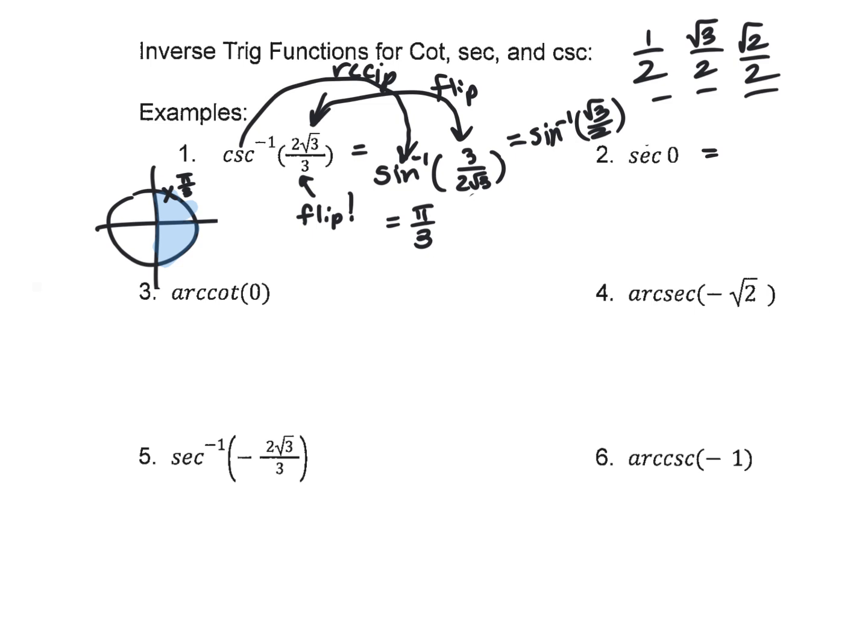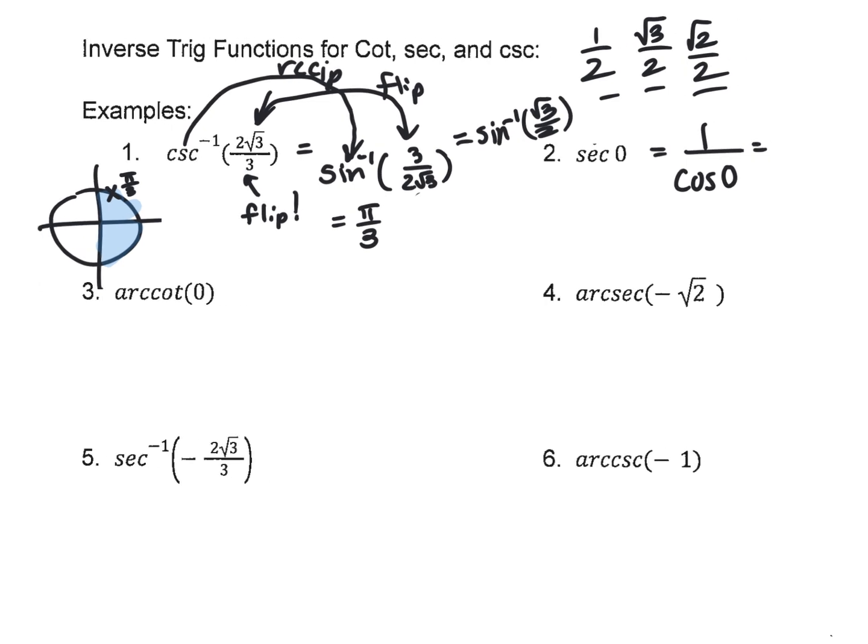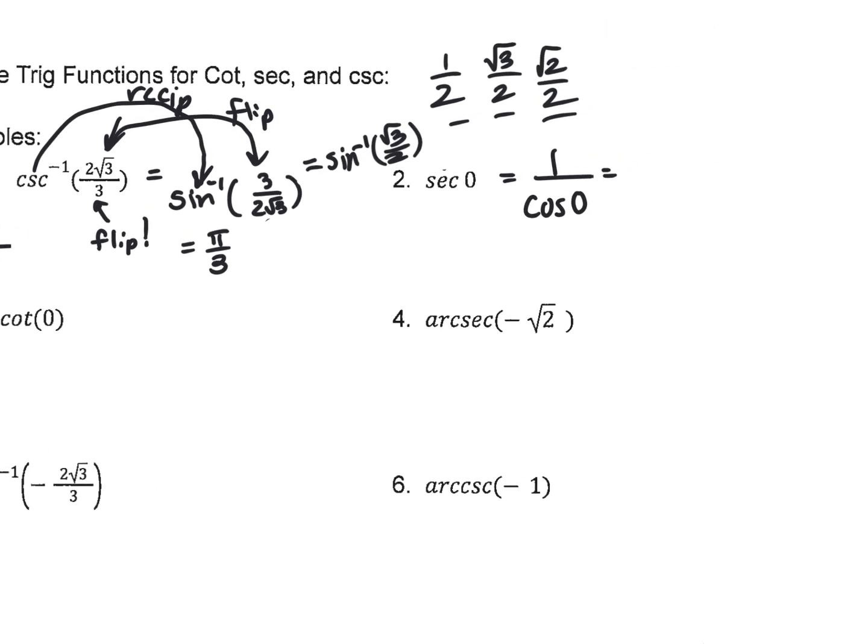So what is the secant? What is the reciprocal of secant? This is the same as 1 over the cosine of 0. Okay, so what is the cosine of 0? Look on your unit circle. You sure? What is the cosine of 0? That would be the x value.